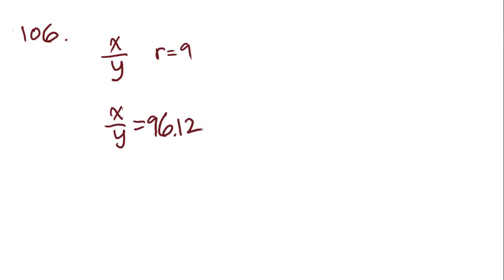But anyway, 106 says when a positive integer x is divided by positive integer y, so x over y, the remainder is 9. If x over y equals 96.12, what is the value of y? You're looking at remainders, it's like, oh my gosh, where do I even start?